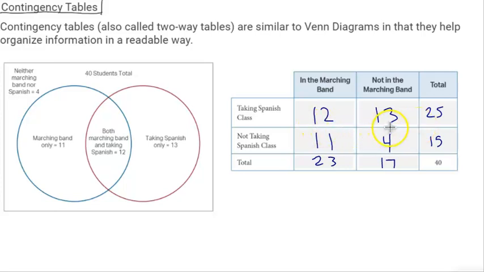We can then add across to get our totals for each row, add up and down to get our totals for each column. And if we've done this correctly, the totals for each row and column should come out to 40. So 23 students in the marching band plus 17 not in the marching band gives me 40 total, which matches with the 25 students taking Spanish and the 15 not taking Spanish, also adding to 40. So it looks like all of our numbers here are correct.